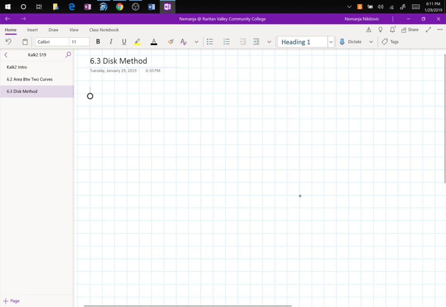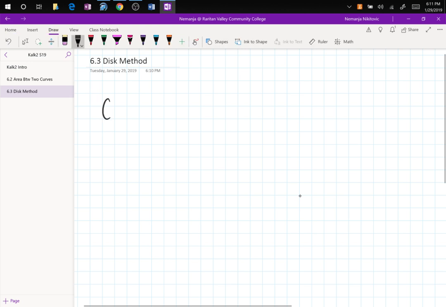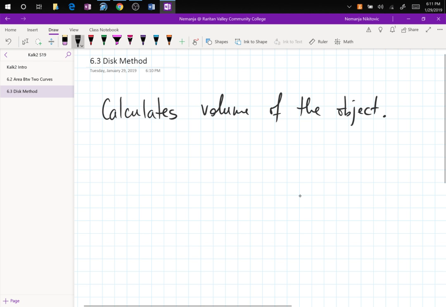So we are going to look for the volume of the object. Let's say we calculate the volume of the object. I'm not going to write 3D object because there are no 2D objects, right? There are 2D drawings. You don't have a triangle walking down the street. So we calculate the volume of objects.